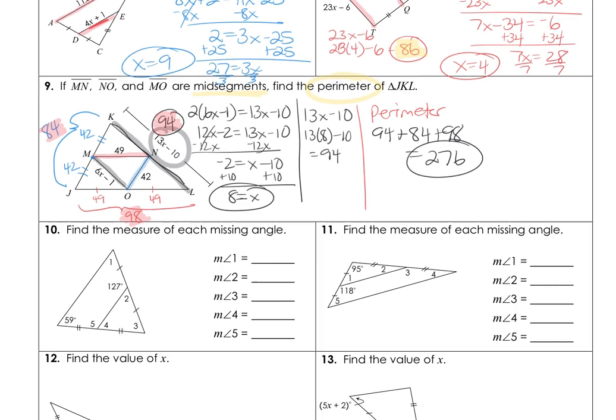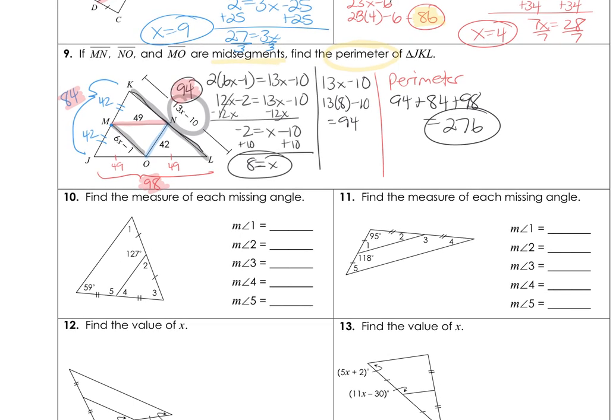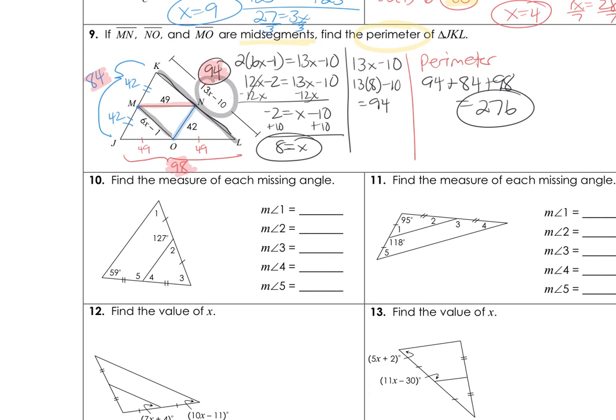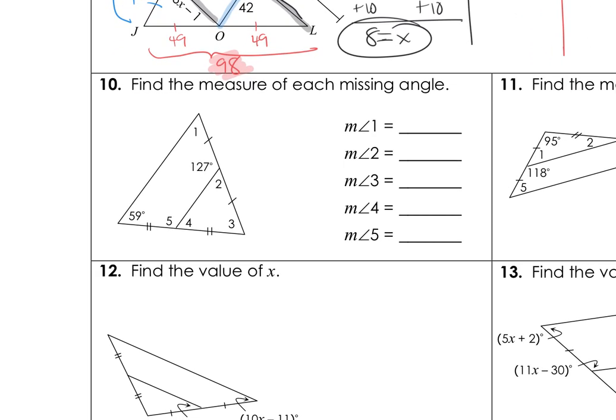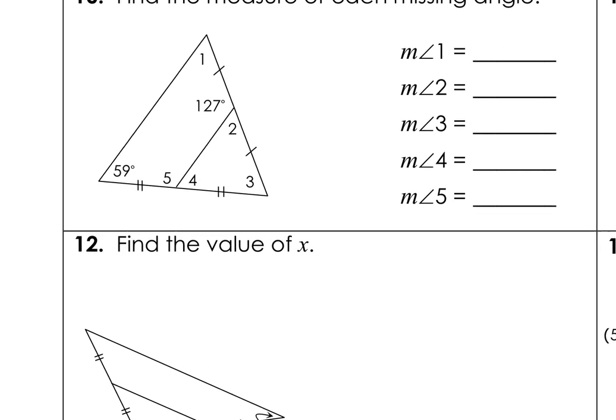Okay, now we're going to have some things with angles. So let's take a look. We have to draw back to some of the things that we've already learned. So we'll take a look here at number 10. All right, so we need to find all of these angles. We've got these congruent sides, which is great.